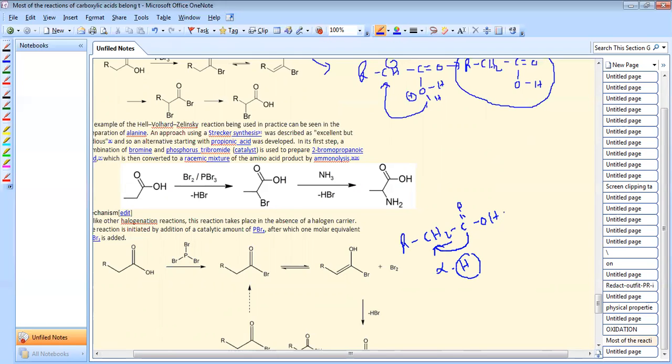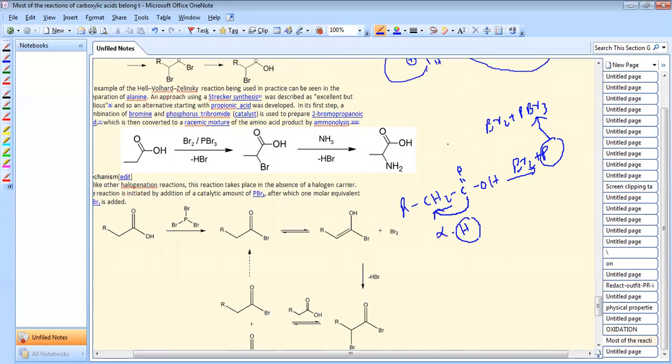So here the reagent is generally shown like this, or sometimes you can show Br2 plus PBr3. Why? Because here the phosphorus is a catalyst. This phosphorus reacts with bromine to give PBr3. So some books mention Br2 plus P or else Br2 plus PBr3. Both are the same reagents and used for the same purpose. That is the HVZ reaction.